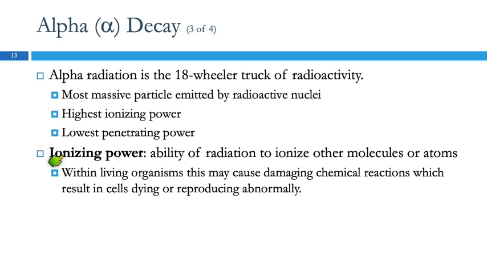So what do we mean by that? Ionizing power is the ability to ionize other molecules or atoms. So this helium nucleus, the alpha particle, crashes into something else. Many times it will ionize the thing that it crashed into. And this can be very damaging in a living organism because you have all these chemical reactions that need to occur. And if you crash into something and change it from an atom or a molecule into an ion, it's not going to react in the same way. And so you're messing up the chemical reactions. This can result in cells dying, the organism dying, or the cells reproducing abnormally. So that's ionizing power.